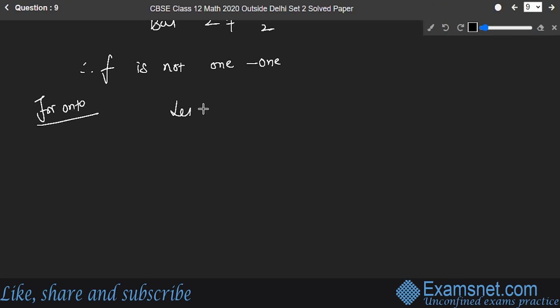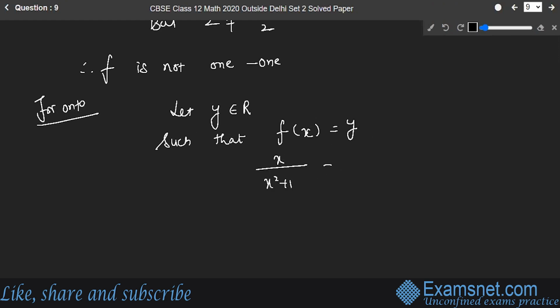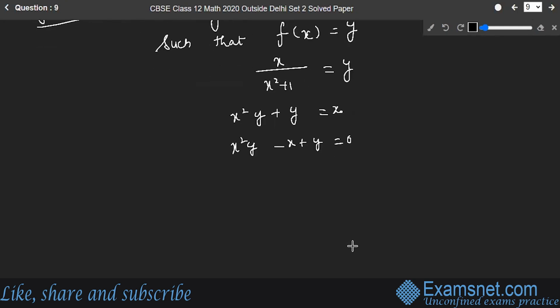Let's say y belongs to this relation such that f(x) is equal to y. So this will be x upon x square plus 1 is equal to y, or x square y plus y is equal to x, or x square y minus x plus y is equal to 0. Here you will have x is equal to, so you have to find out the two roots right now.